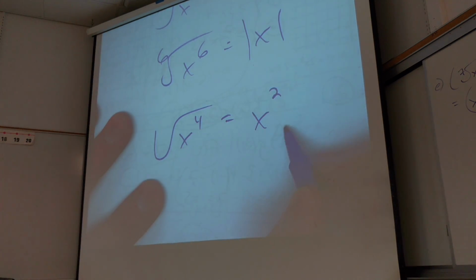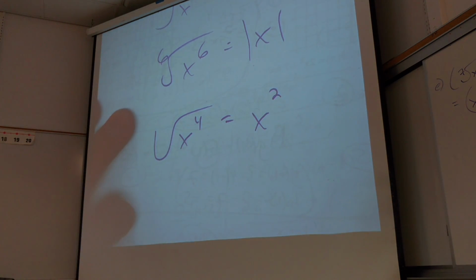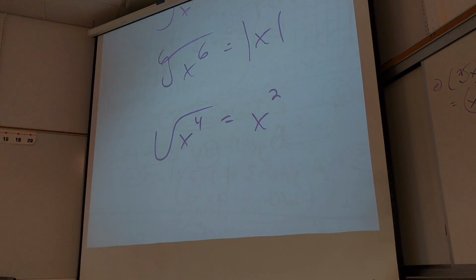X squared. Do I need absolute values? No, because x squared is always positive for real numbers. And that's all we're using right now is real numbers. I like it. Coolness.